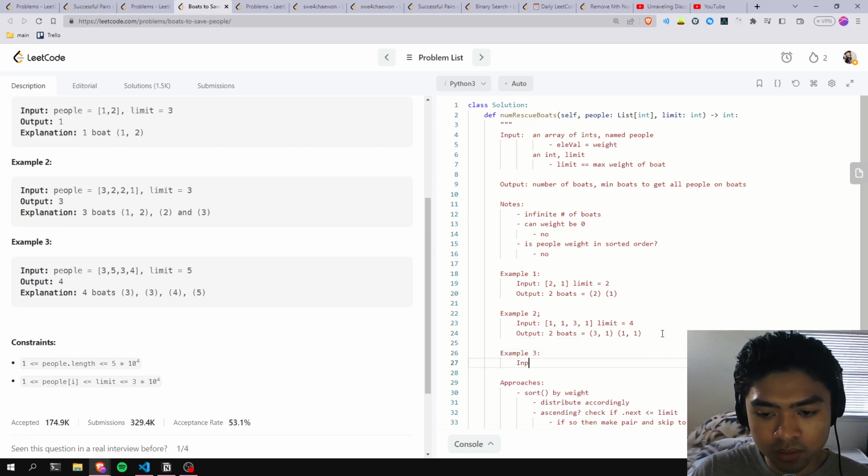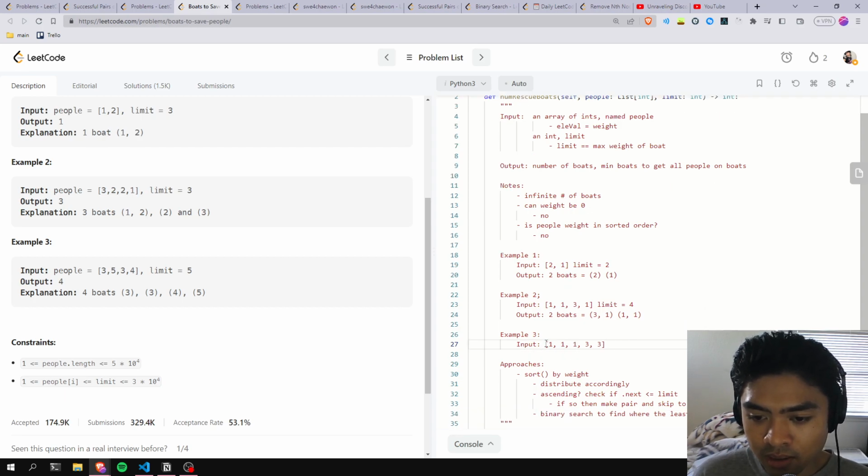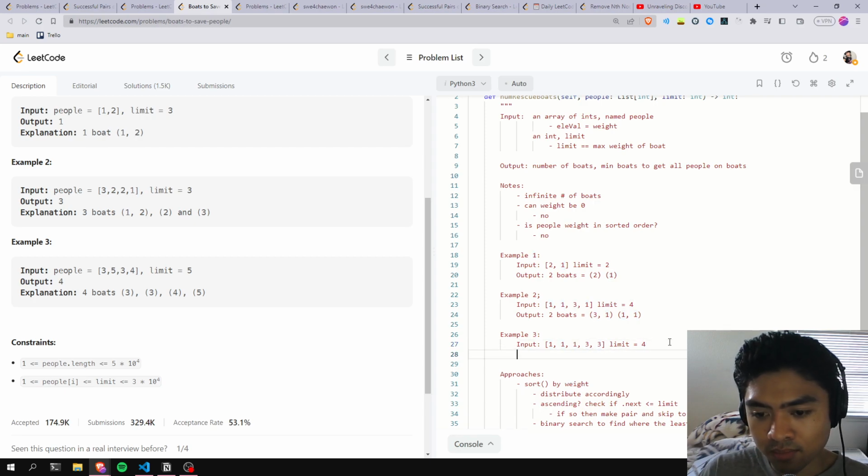Example 3. So our inputs, let's say we have the same amount of people, but just added one more, right? So 3 and then 1. Let's say this is sorted. So I would do basically, okay, you guys are a pair, go to the next one. You guys can't be a pair. Wait, but the limit is 4. So actually you can be a pair. That's interesting. So you would have 3 boats.